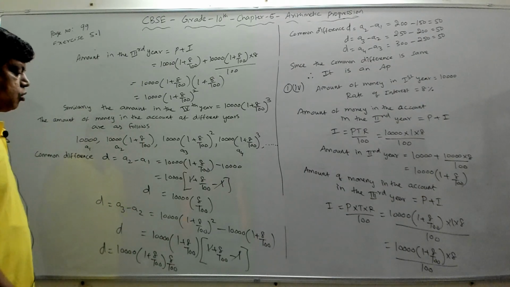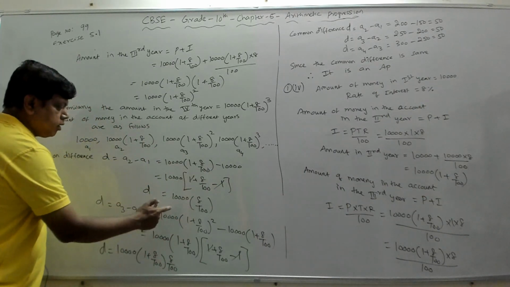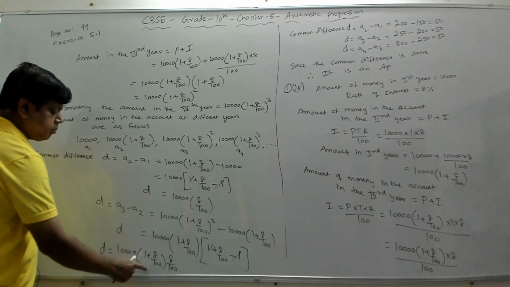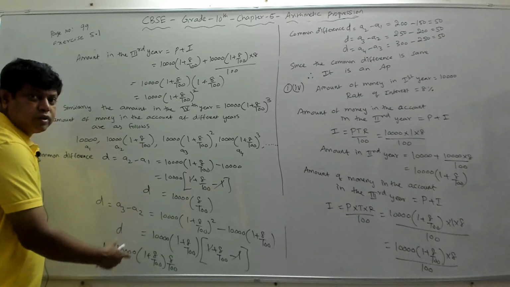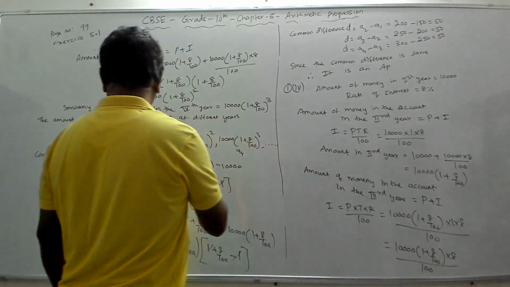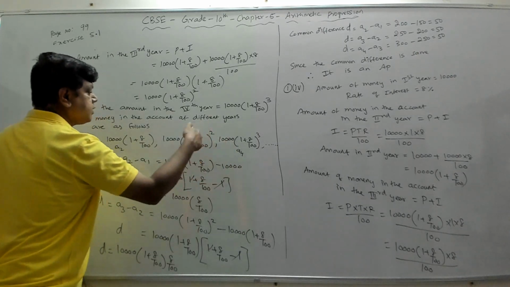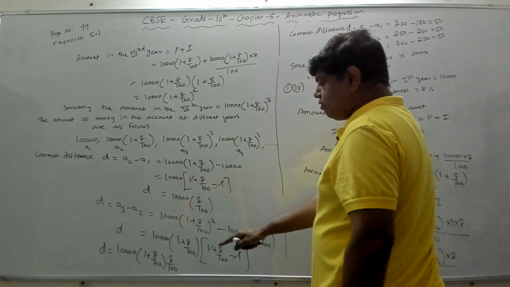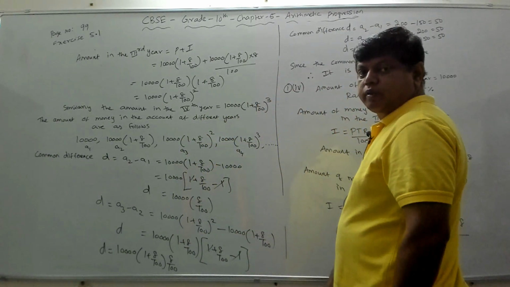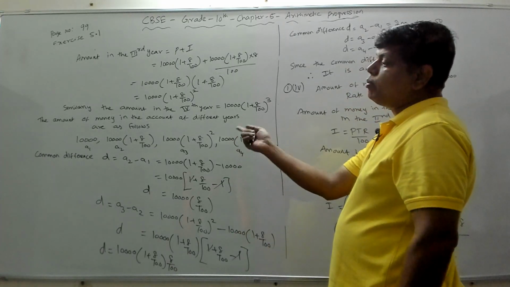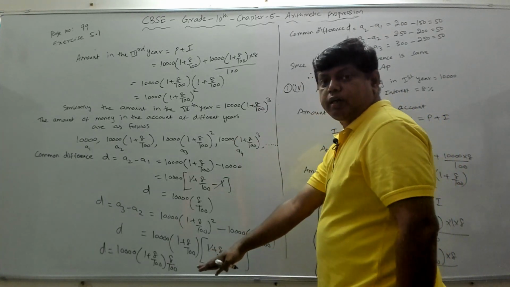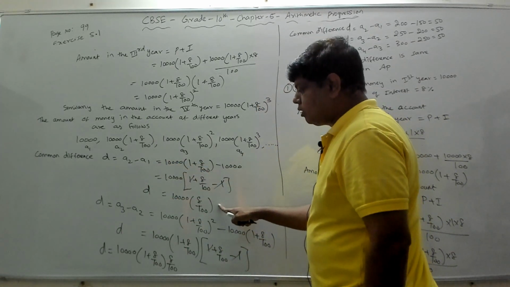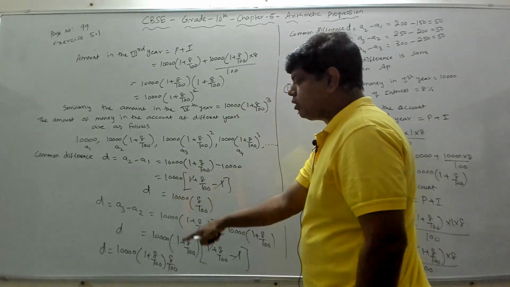Fine. So obviously these two are not equal. This is 10,000 into 8/100, and this is 10,000 into (1 + 8/100) into 8/100. So the common difference is not the same. We need not do A4 minus A3, because the moment the common difference is different, you have to stop. Only if it is the same do you check whether A4 minus A3 is also equal. But here A3 minus A2 is not equal to A2 minus A1.